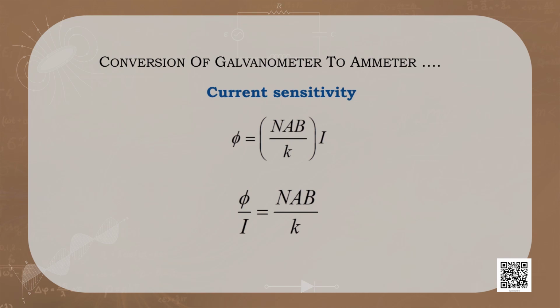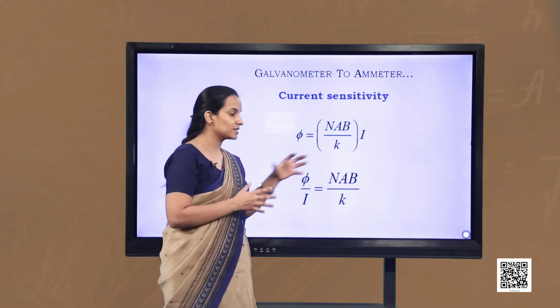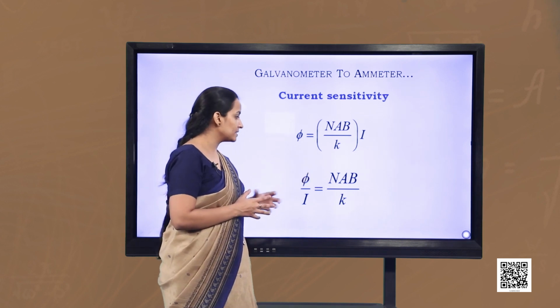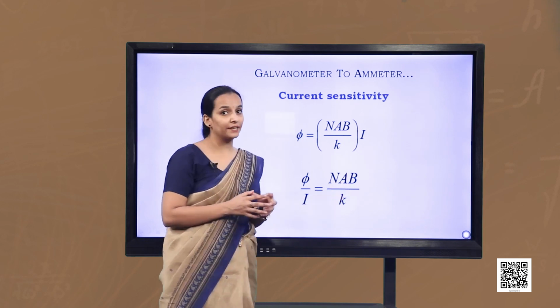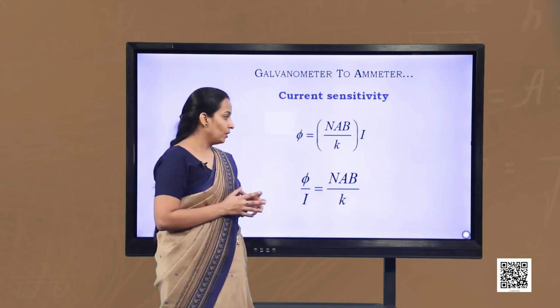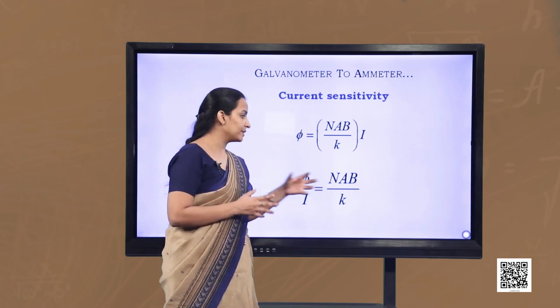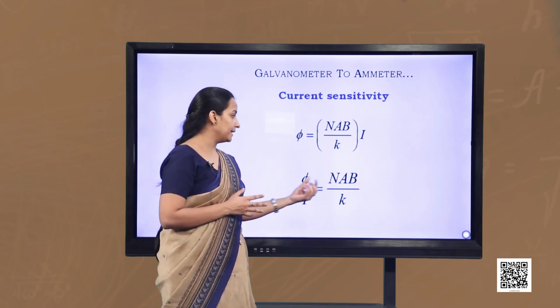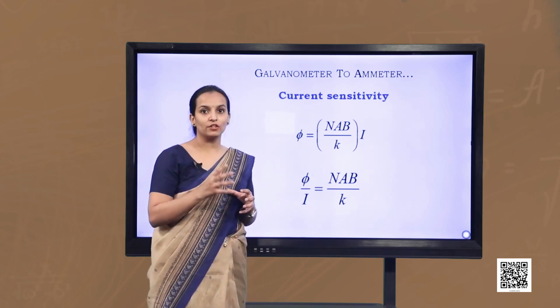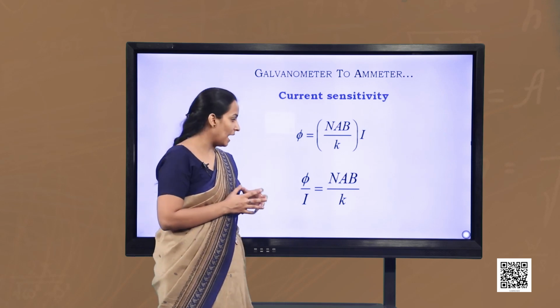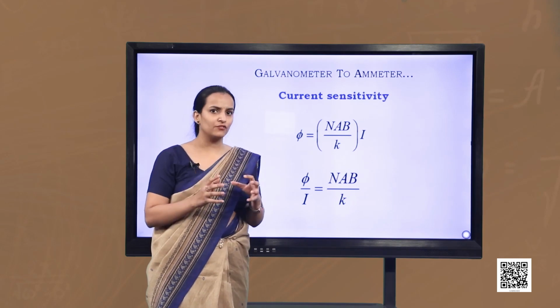Now let us talk about the current sensitivity of the galvanometer, which is defined as the deflection per unit current, and can be found out by using this expression. By taking I on the left hand side, we have deflection per unit current as NAB divided by K. Now we can increase the sensitivity by increasing the number of turns of the coil, by increasing the area of cross section, by increasing the strength of the magnetic field of the permanent magnets, and by decreasing the torsional constant, and it is all done at the manufacturing level.